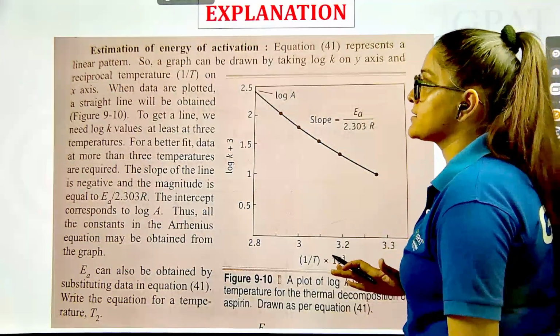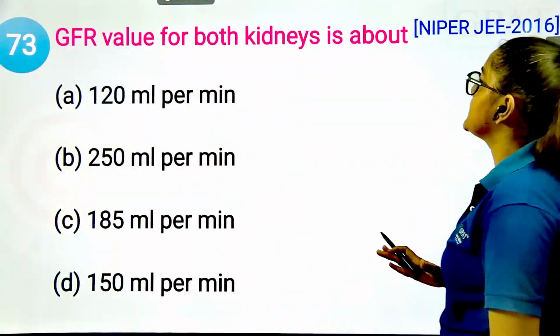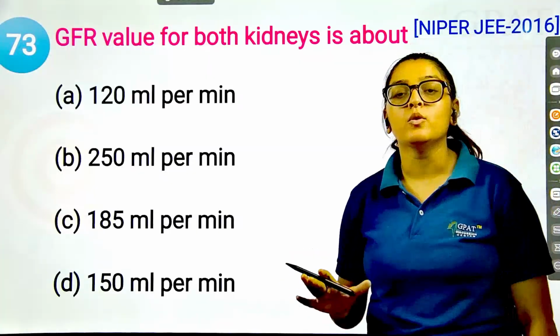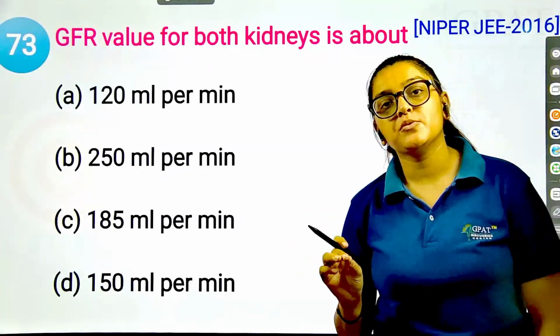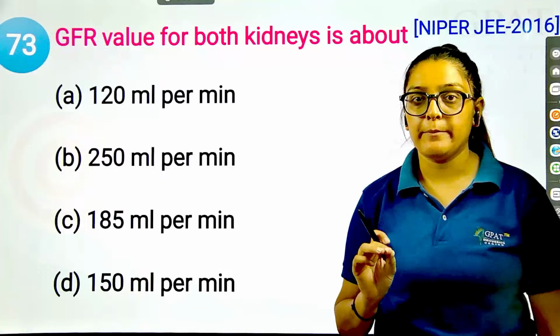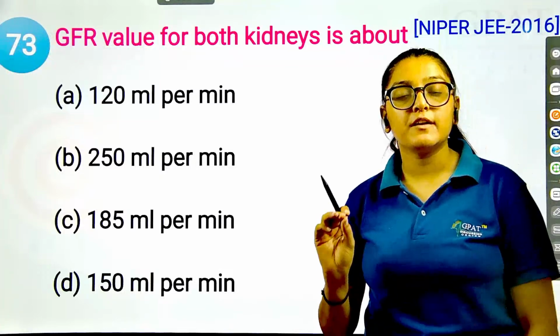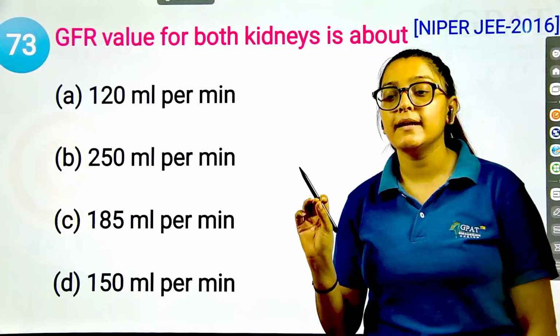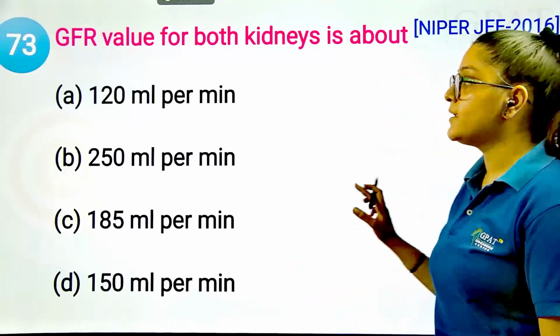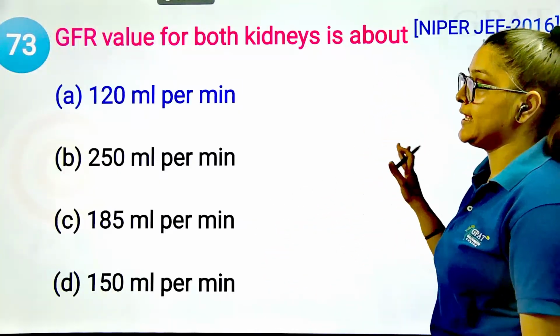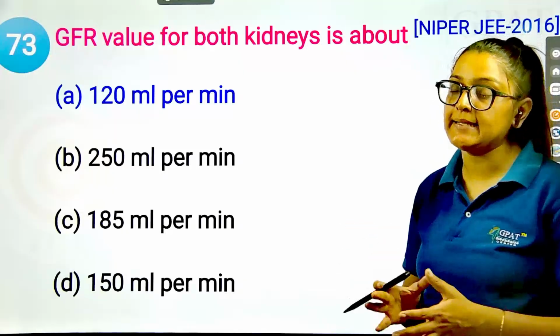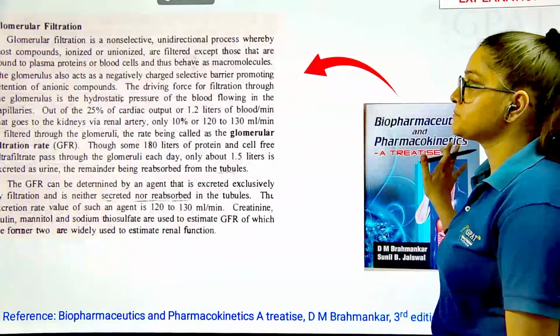Okay, next. GFR indicates about how much value. I have told you the value is around 125 ml per minute or 180 liter per day. Okay, so here it is close to 120 ml per minute as our correct answer, right?